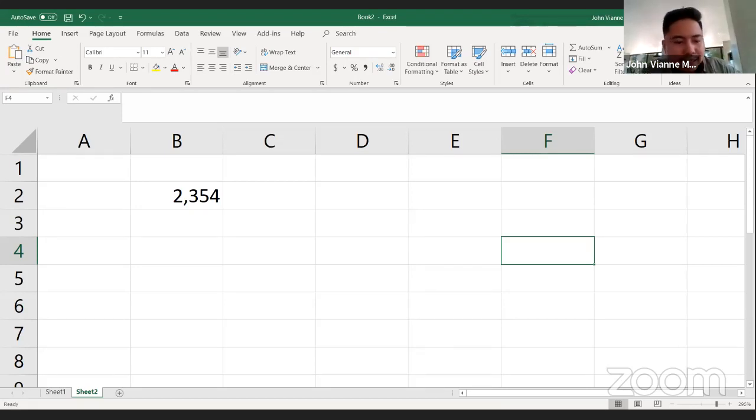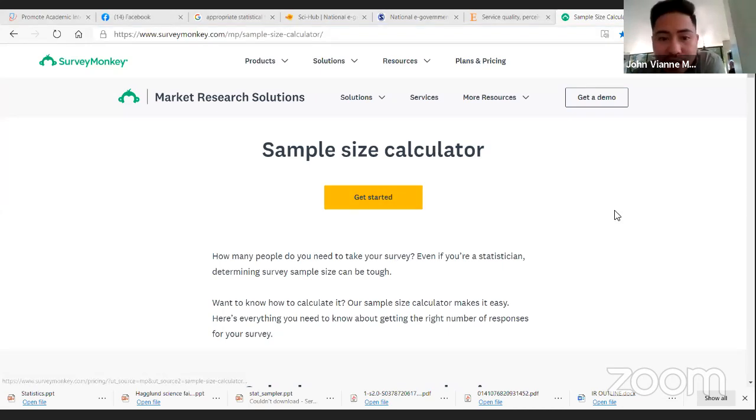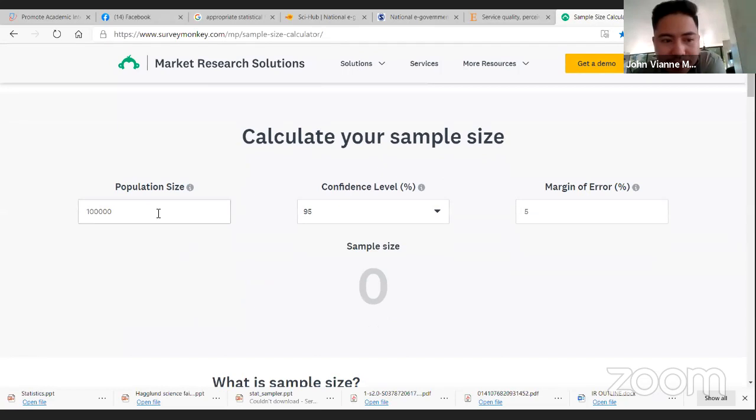That's the SurveyMonkey sample size calculator. Okay, so I'll be sharing to you again the SurveyMonkey sample size calculator. Kasi that's very scientific in the first place. So for example, you have 2,354 na respondents. So ang gagawin ko, i-enter ko dito 2,354.